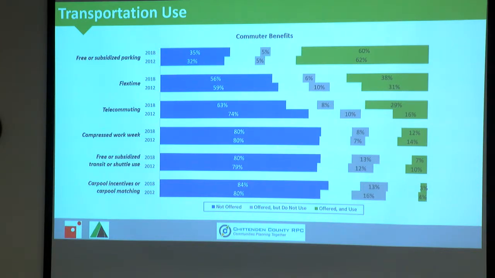The other big numbers you see here, free and subsidized parking, that shouldn't be a surprise. And you do see a slight increase in the amount of people who both receive and take advantage of flex time.